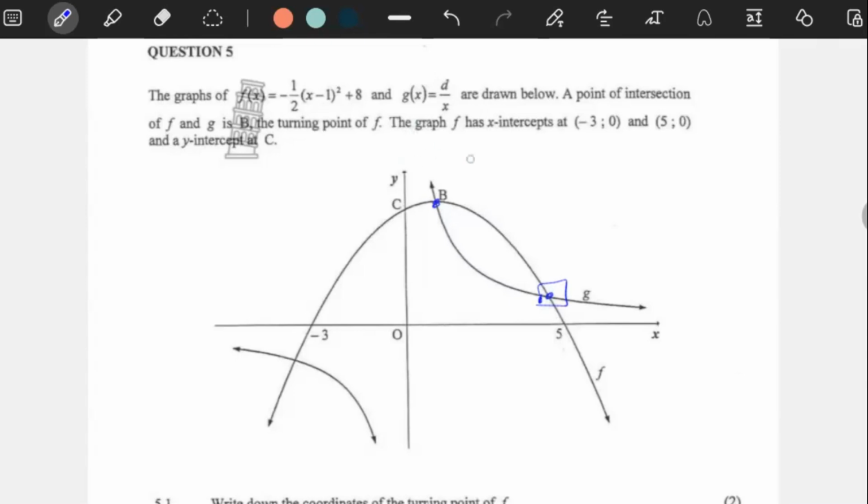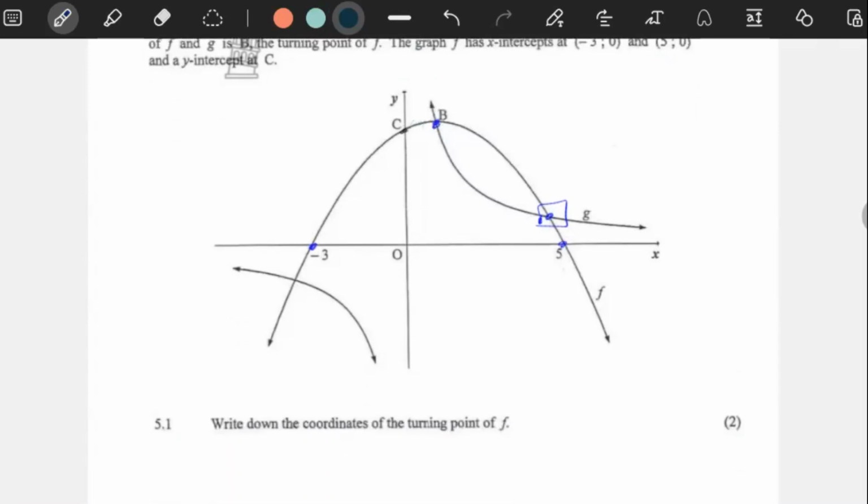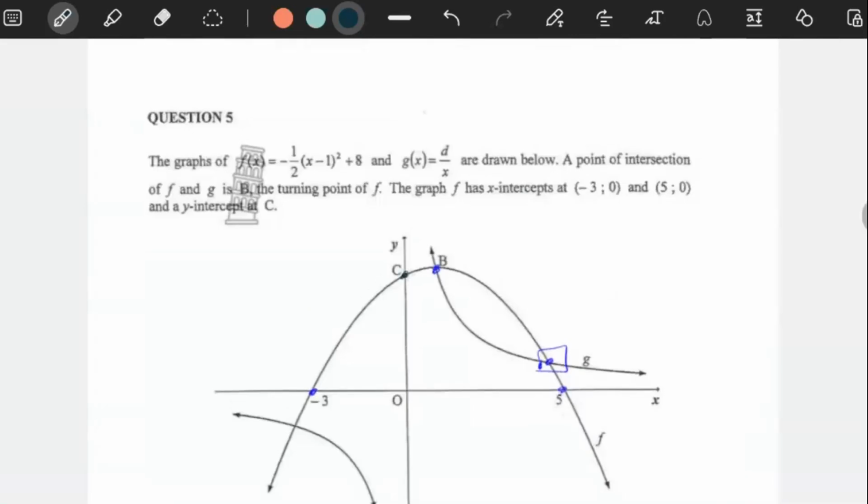Anyways, it says that the graph f has intercepts (-3, 0), which is over here, and (5, 0). Then it says, and a y-intercept at C, which is over here. So what we can already see here is that this equation of f(x) is in an important standard form: a(x - p)² + q. This is the standard form that we're looking at, and this standard form gives us an idea of what the turning point is. You see, the coordinate of the turning point.